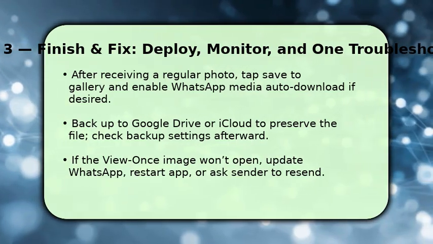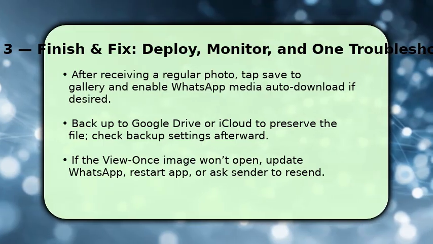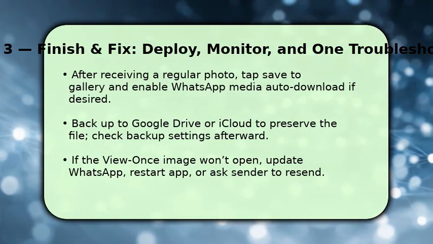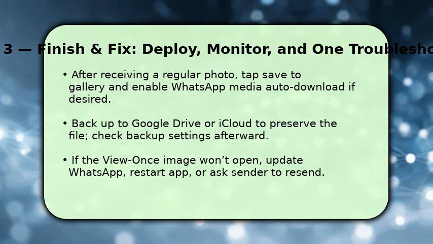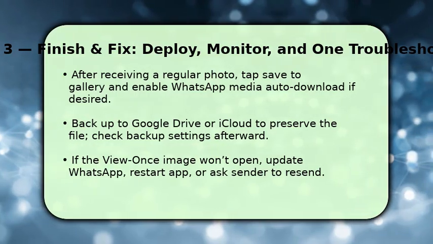If you can't open a View Once photo at all, first update WhatsApp and restart the app. If that fails, ask the sender to resend the image normally. Troubleshooting tip: always get sender.